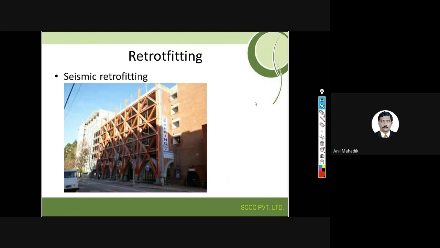Has anybody done any retrofitting, or does anybody know about retrofitting? How do you do it? Gunniting. Yes, using the gunniting process.